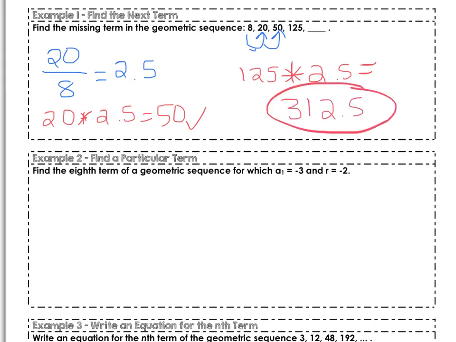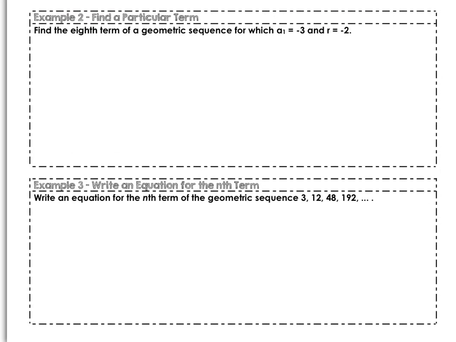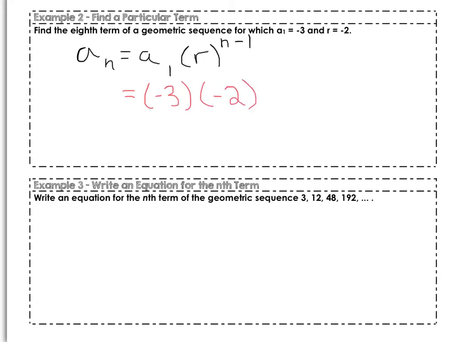312.5. All right, let's look at example 2 where we're finding a particular term. We're finding the 8th term of a geometric sequence given our common ratio and our first term. So once again, let's just write out our general equation. So a_n, or our nth term, is equal to a1 times our common ratio raised to the power of n minus 1. So we're going to plug in a1 is -3, common ratio -2, and the term we're trying to find is the 8th term. So our value for n is going to be 8.